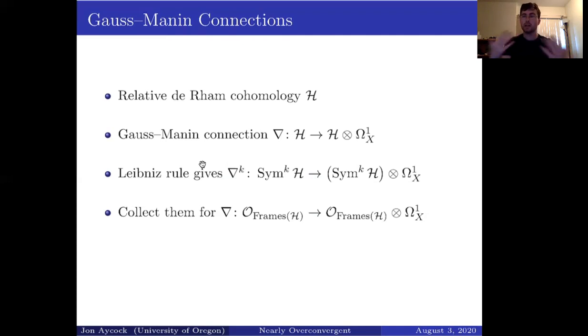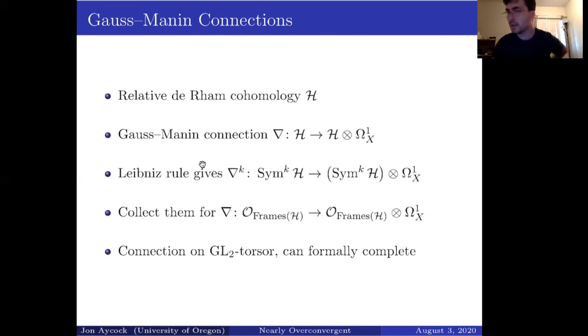So if we collect all of these, we actually get a differential operator, a connection that goes from functions on this frame bundle to functions on the frame bundle tensor omega^1 of X, the cotangent bundle. And this is going to be a connection on a GL2 torsor, and we are going to formally complete it. So we get a connection that acts on these p-adic limits.